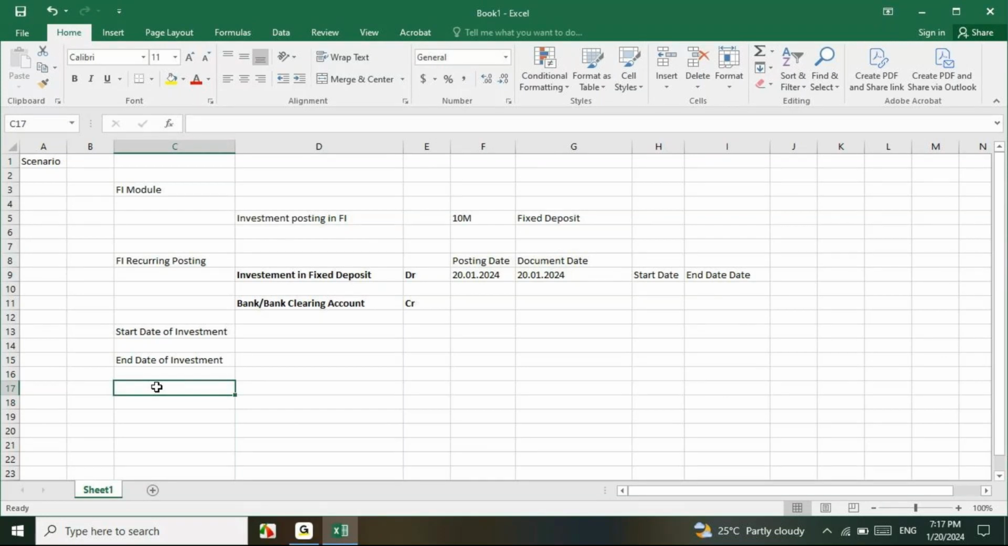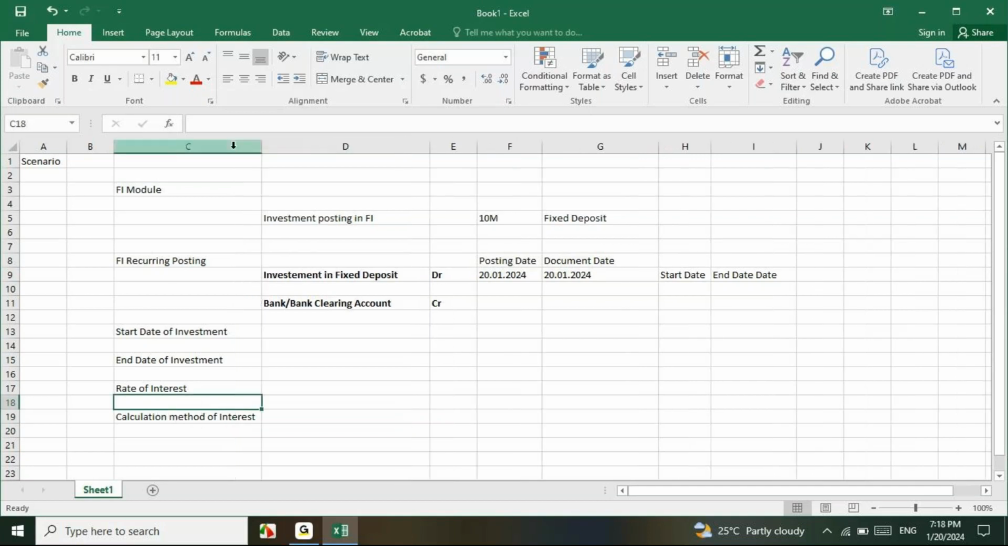This is the first one. Second thing, what is the rate of interest of that investment? You also cannot identify it. Third, what is the calculation method of interest? For example, many banks, when they are doing the calculation, will be using a 360 interest calculation method, or 365, or there will be multiple combinations of it. You cannot identify it.